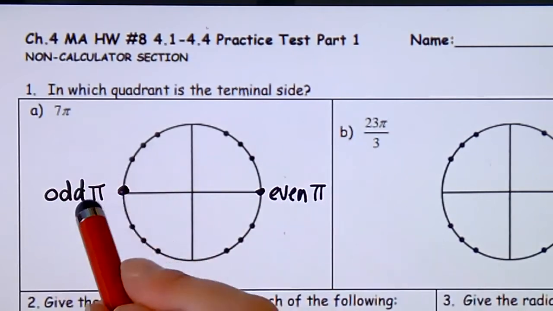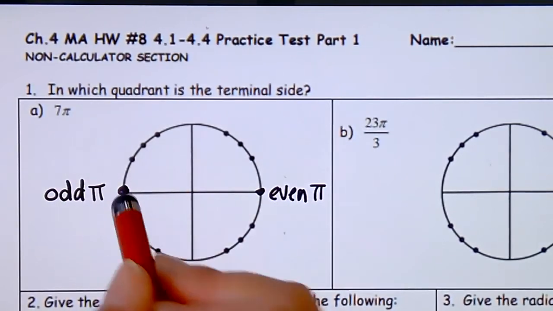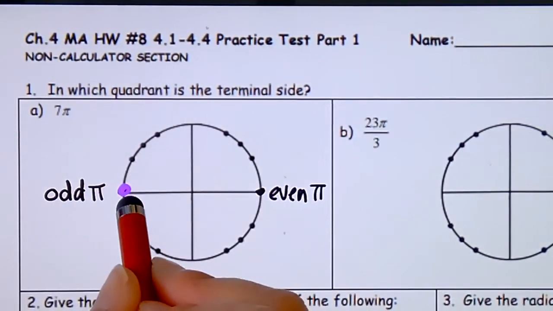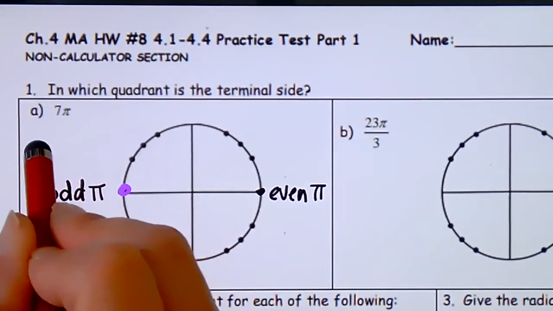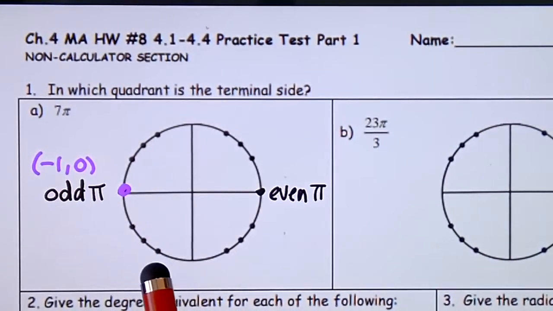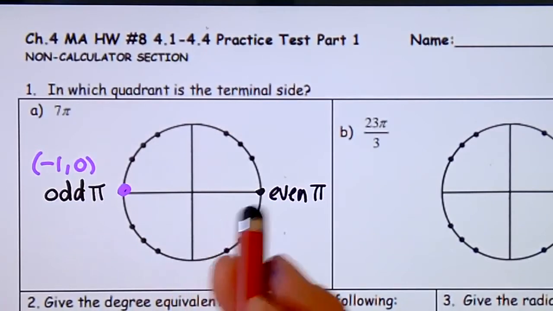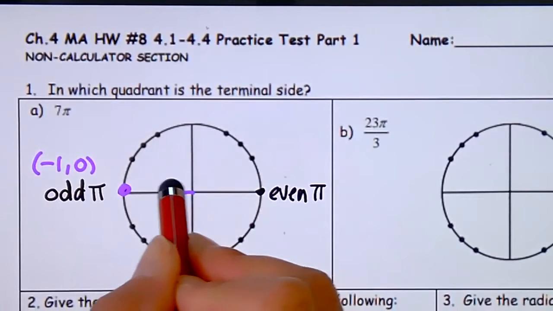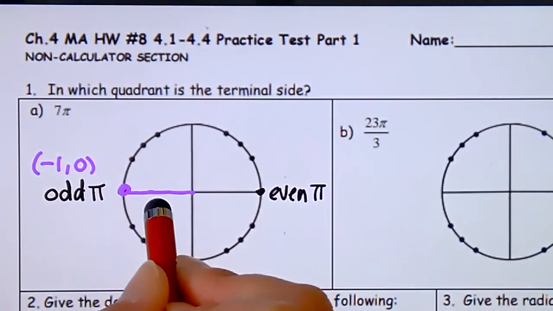So since this is 7 pi, it's going to be here. So let me just put that in this color. And so this is going to be my 7 pi, and this is going to be -1 comma 0. And they wanted us to actually figure out what side this is. So if I was drawing the terminal side, it would be here.